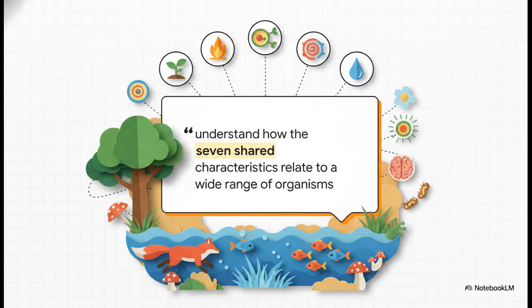The curriculum distills this massive conceptual framework into Standard 1.2. It asks us to understand how the 7 shared characteristics relate to a wide range of organisms in the local and the wider environment. It's a really dense, highly focused directive. It literally packs a massive conceptual punch, condensing the vast complexity of biological study into just a single governing sentence. As learners analyzing this framework, our entire objective is encapsulated right here.